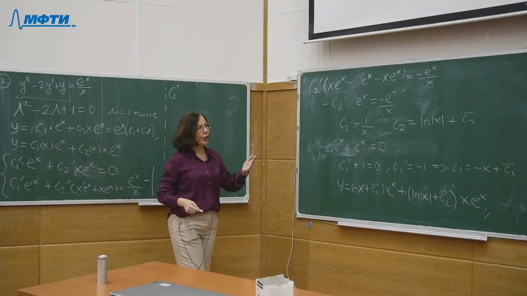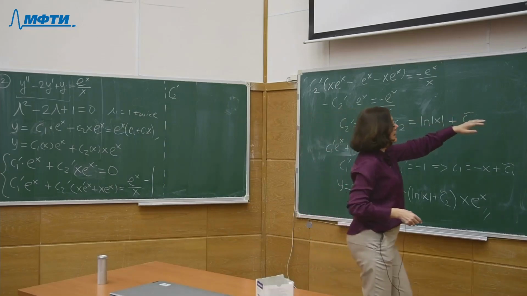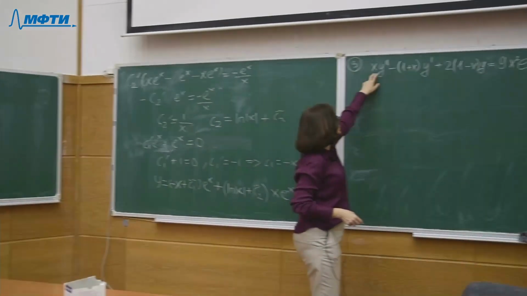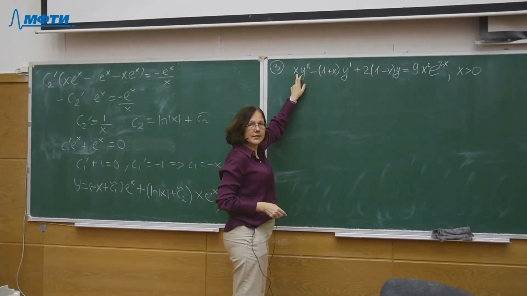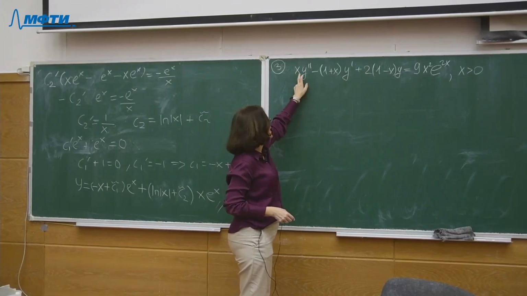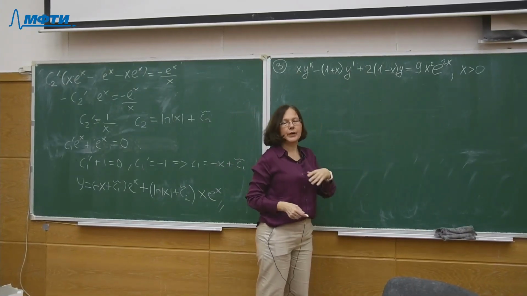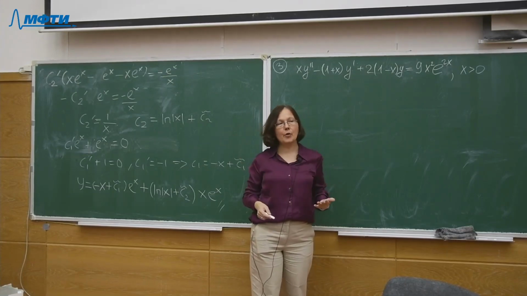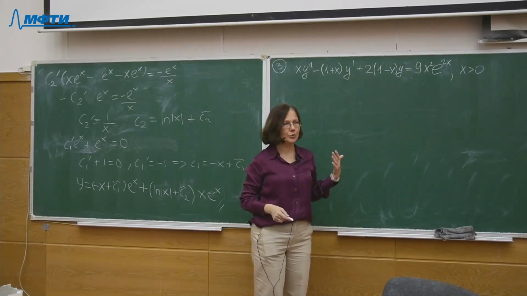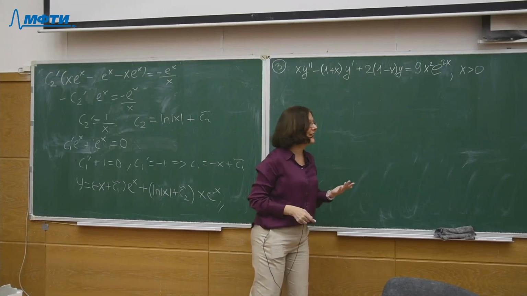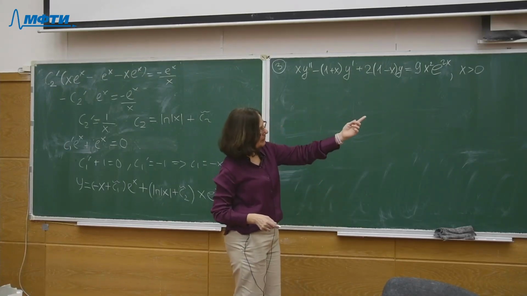But if not, for example in this case, you can see that the coefficients are not constants, they are functions depending on x: x, minus (1 plus x), 2 multiplied by this. So we can't apply these formulas, but we want to solve. How to solve? And how can we apply this Louisville's formula?